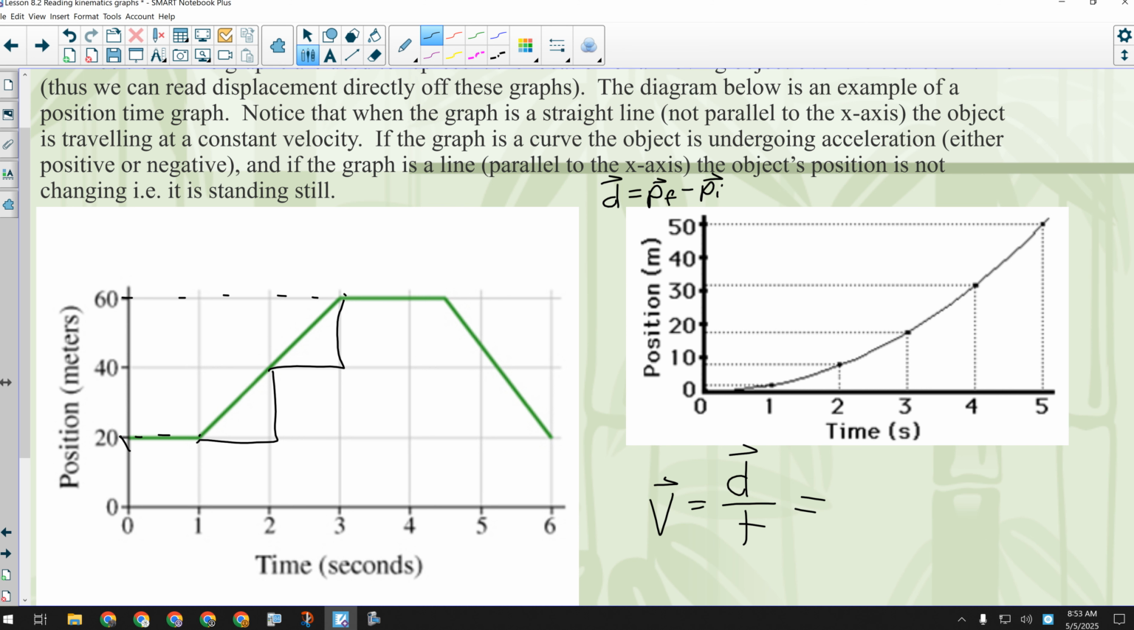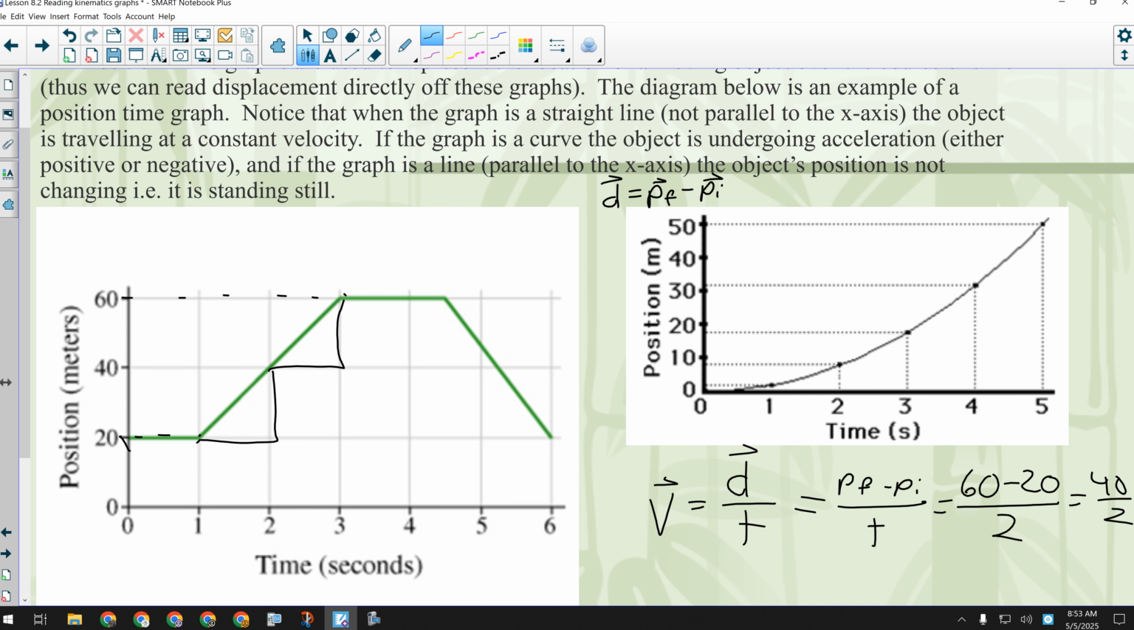Okay, so could I calculate its velocity now with this graph? I could just go final position minus initial position divided by time. 60 minus 20 over 2 seconds, because between 1 and 3 is 2 seconds. Everyone follow me there? Okay, so what's 40 over 2?